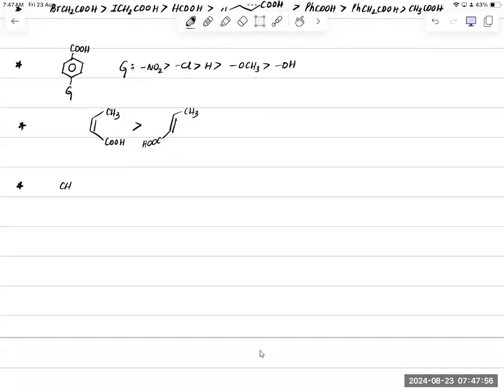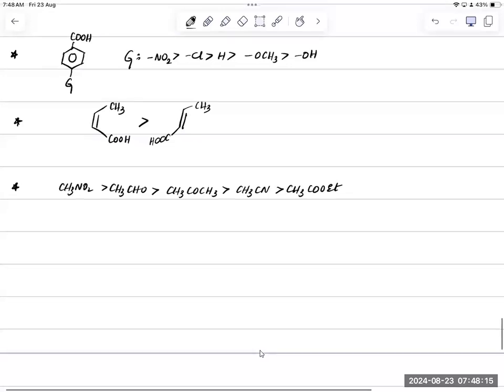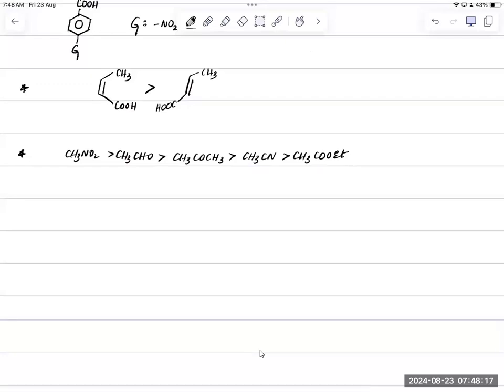Next, CH3NO2 is directly more basic than CH3CHO, more basic than CH3COCH3, that is ketone or acetone, which is more basic than CH3CN, which is more basic than CH3COOEt. So esters are least basic in these cases. Okay. So from here, I'm sure you got an idea which one is more basic or not.